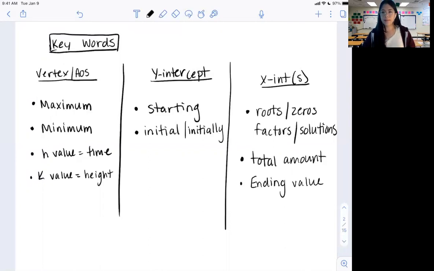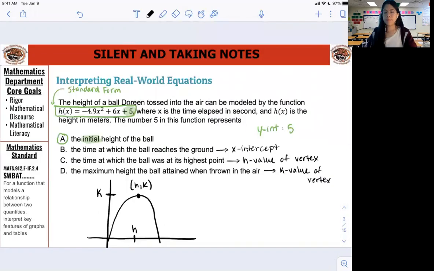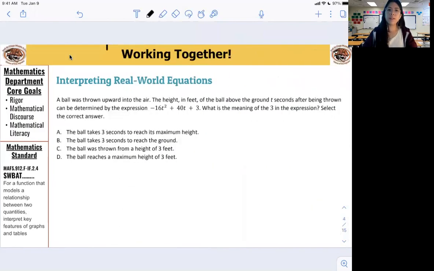Any questions on that? All right, let's do another one, this time on your own. Answer it in the poll. Very similar type of problem.